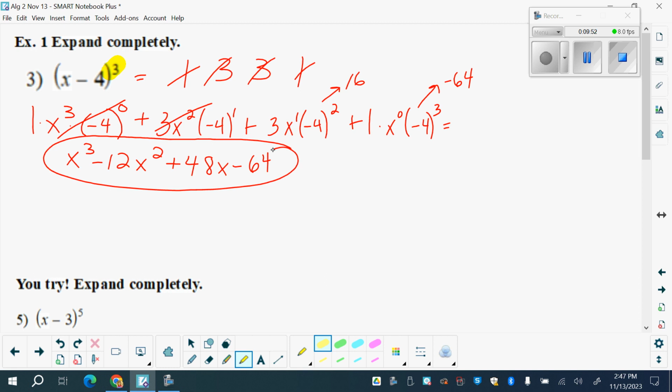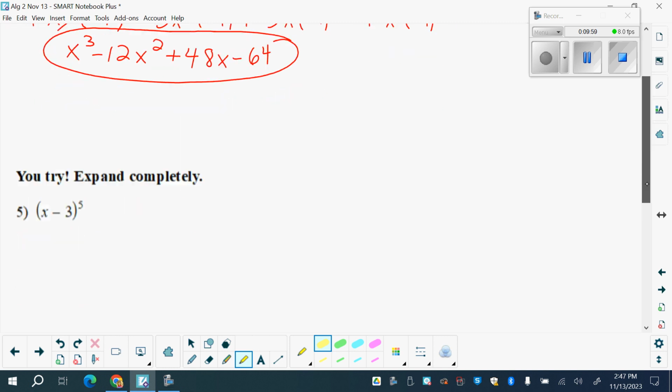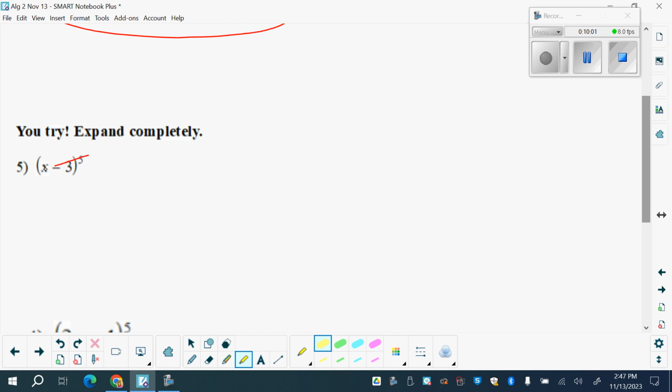Go ahead and do the U try. And I'm going to change that U try just to a different number. I'm going to change this to a 3. Do x minus 3 to the third. If you already finished it, that's fine.